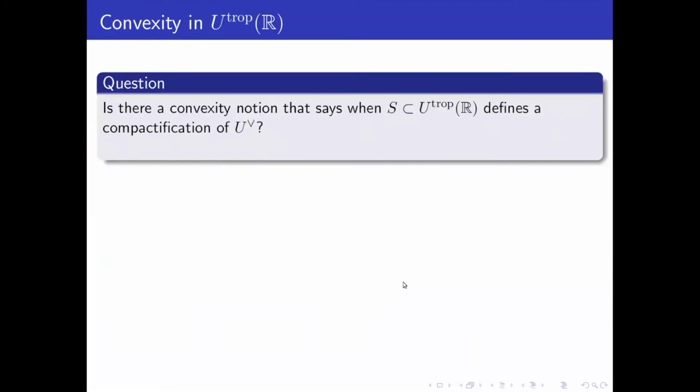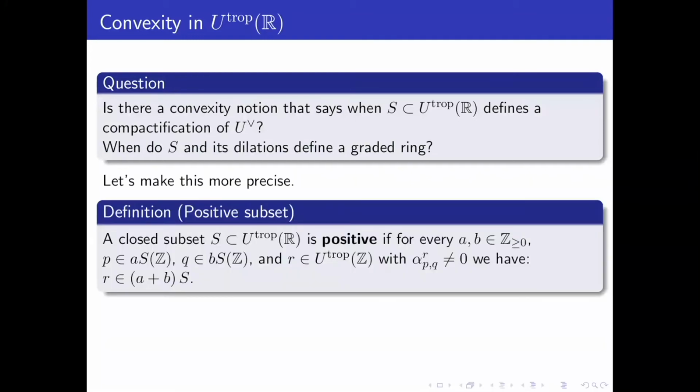So the question we're at now then is, is there some convexity notion that says when S, a subset of U trop R, defines some compactification of the mirror U check? Said in a more algebraic way, when do S and its dilations define a graded ring? Okay, so that's the question we want to address. And the first thing I want to do is make it more precise.